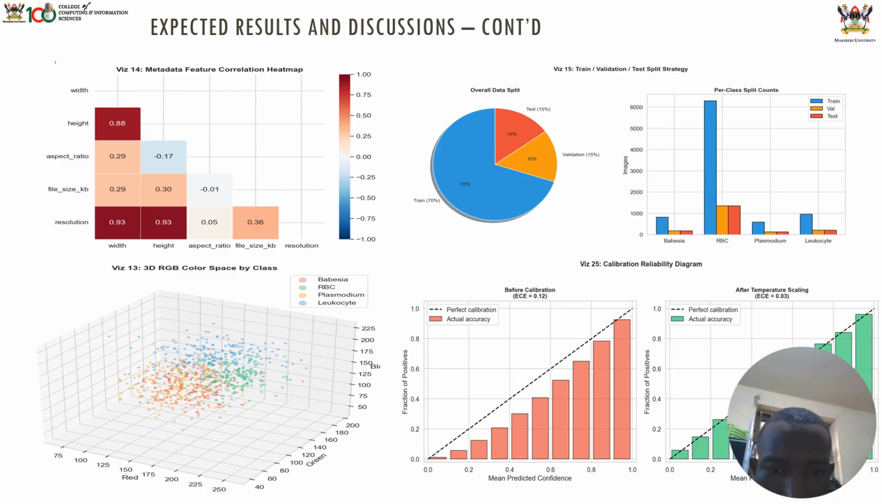Then we have our calibration reliability diagram. We had that before the calibration, which was like that, and after we calibrated our data, that's what we got, which was basically good. And the mean prediction confidence was initially low and inconsistent, but after our temperature scaling, everything was coming to our side.